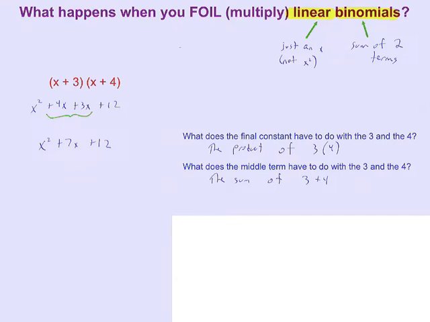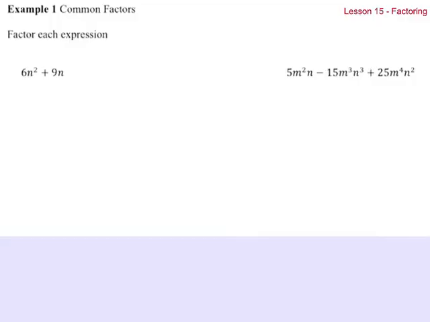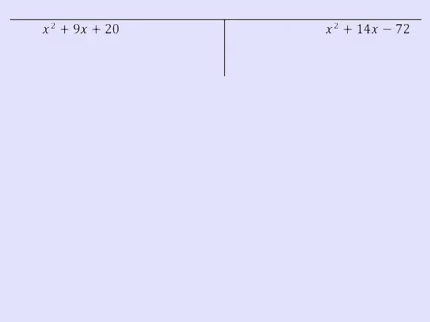In order to factor a trinomial, we need to look for two numbers whose product is the last constant, and whose sum, when you combine them, is the middle coefficient. So we'll look at a couple of examples so that this makes sense.